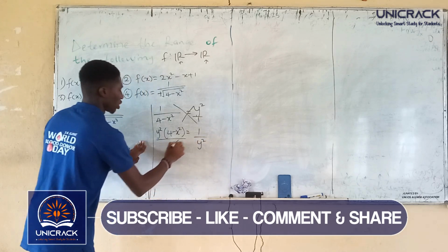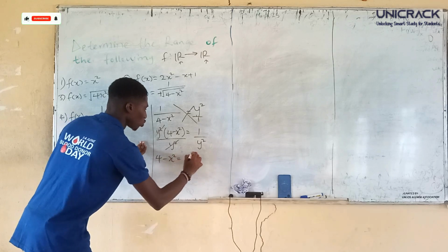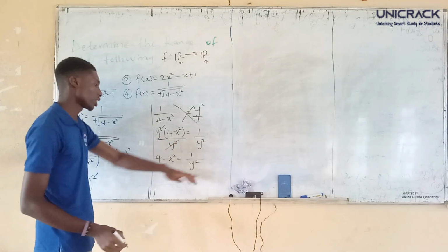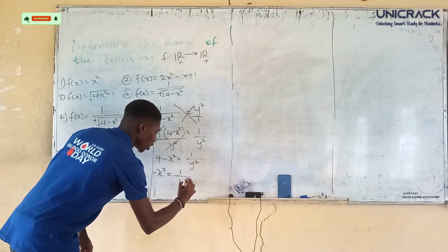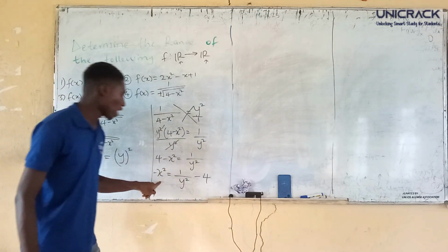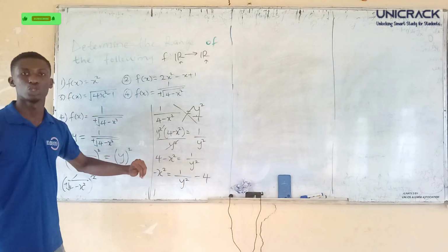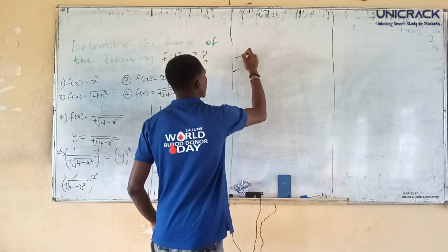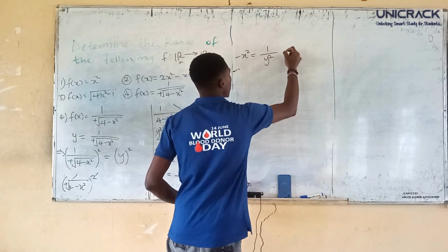Divide both sides by y squared. This y squared will cancel out this. And we have 4 minus x squared is equal to 1 over y squared. We can carry 4 to the other side, and we will have negative x squared is equal to 1 all over y squared minus 4. Now we will not end here. Since we have a negative here, let us balance this place in order to eliminate the negative. To balance here, we have negative x squared equal to 1 all over y squared minus 4.